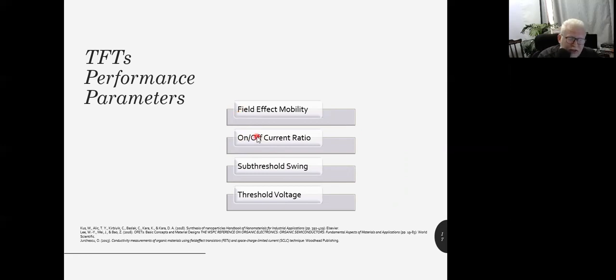So the higher this ratio, the higher the amplifier. Theoretically speaking, this off current should be equal to zero, which means that this on-off current ratio should be equal to infinity. But again, this is something hypothetical.